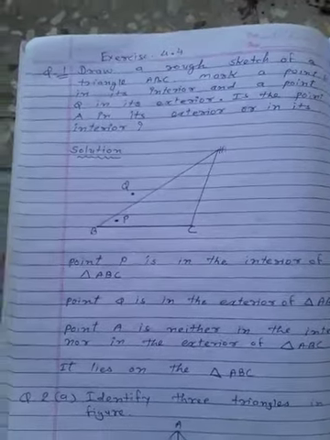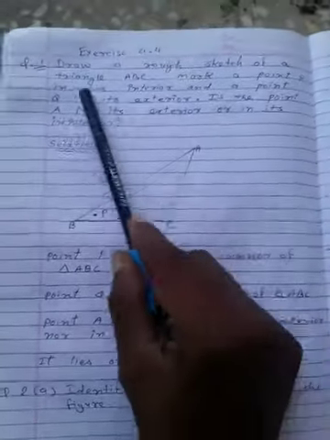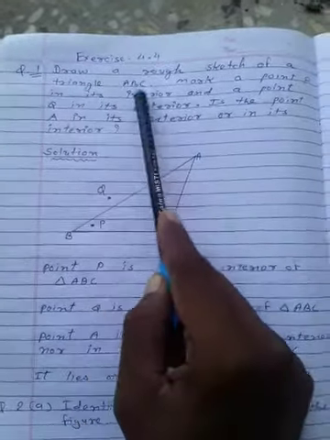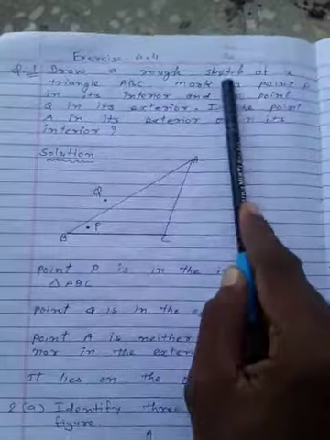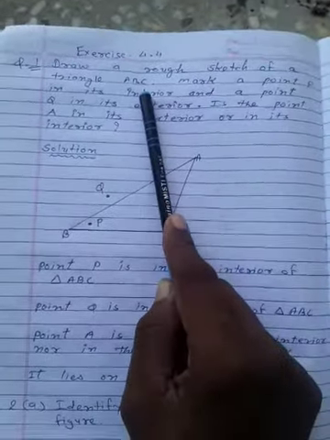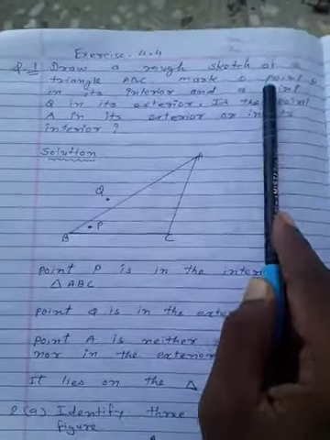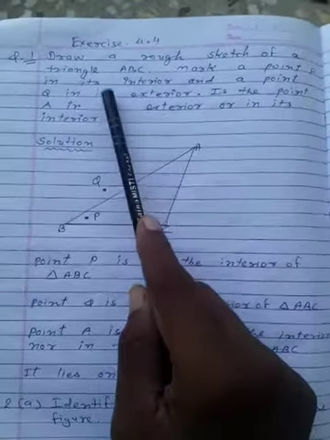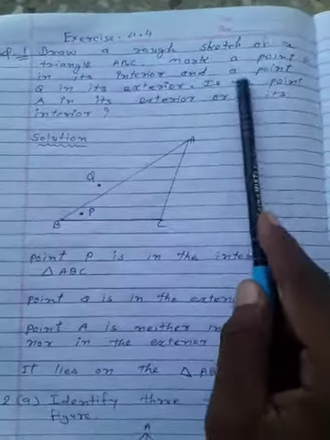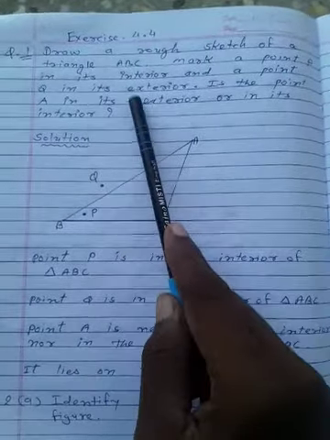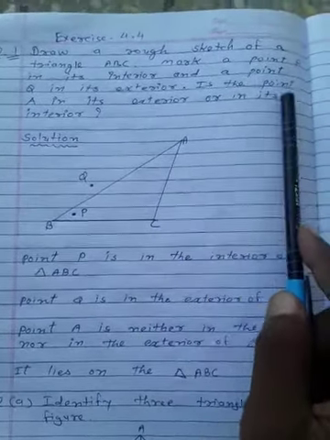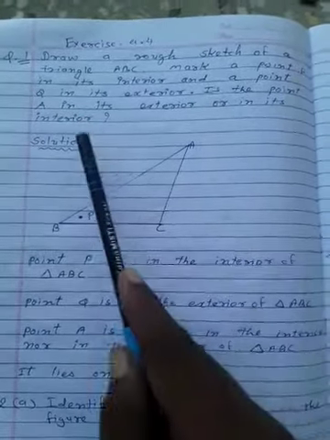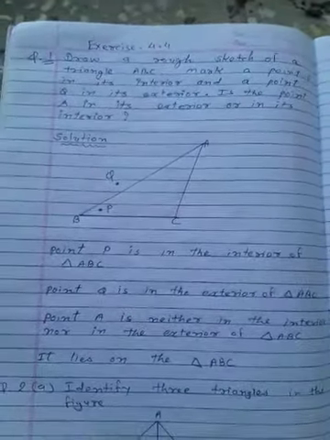Now see here, exercise 4.4. Question number 1. Draw a rough sketch of a triangle ABC. Mark a point P in its interior and a point Q in its exterior. Is the point A in its exterior or in its interior? Now solve this sum. How to solve?